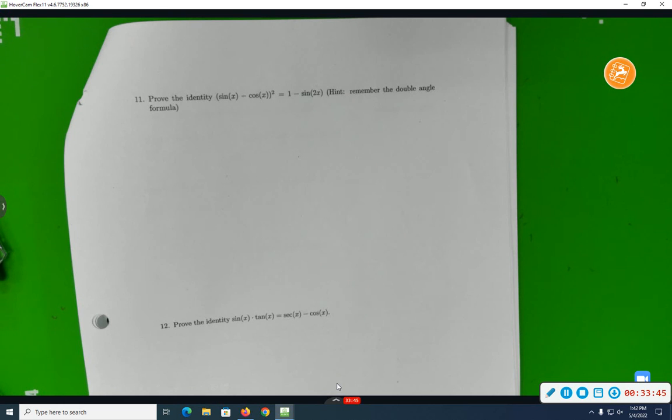So just to touch base, seeing how people are doing, has anyone already completed all of the identities in the whole document at this point? Okay, here's an opportunity for you if you would like. There's an extra credit thing on the next side. If you want to work on that, that's an option.